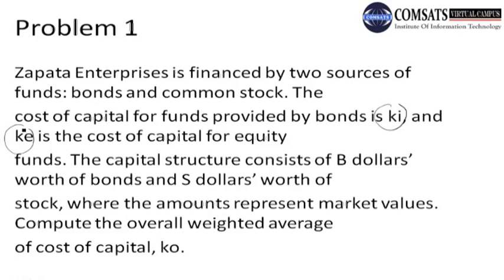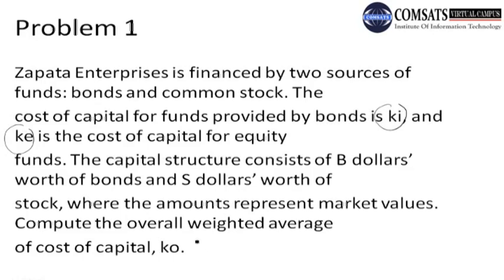The capital structure consists of B dollars worth of bonds and S dollars worth of stock. So the capital structure includes bonds and stocks, and bonds are represented with B and stock is represented with S. Where the amounts represent market values, compute the overall weighted average cost of capital.